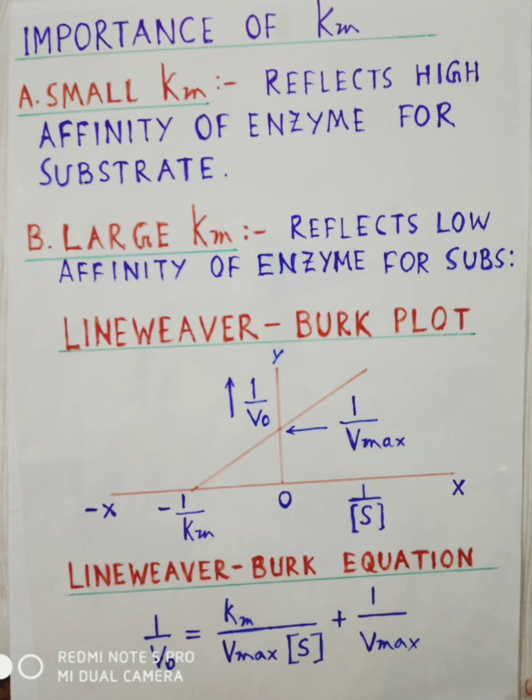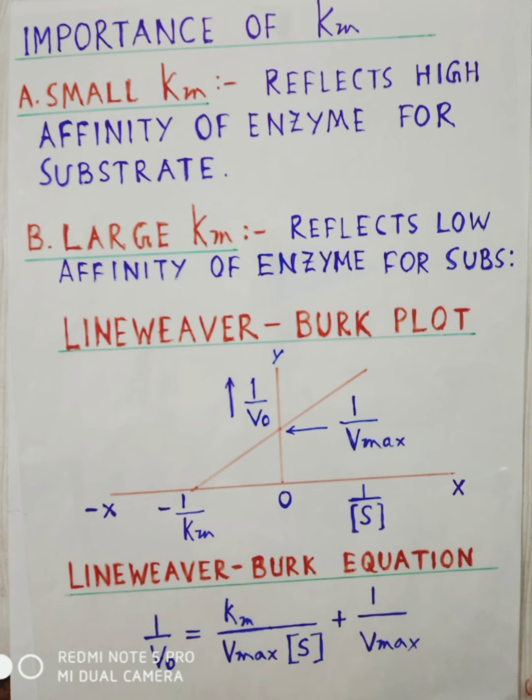First, Km is the concentration of the substrate, expressed in moles per liter, at which half the active sites of the enzymes are filled. Thus, Km provides a measure of the substrate concentration required for significant catalysis to occur. Km is independent of enzyme concentration.